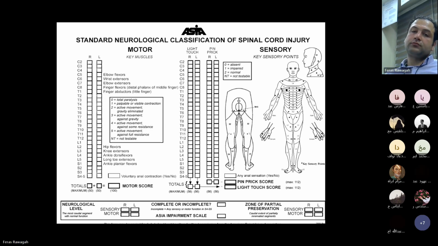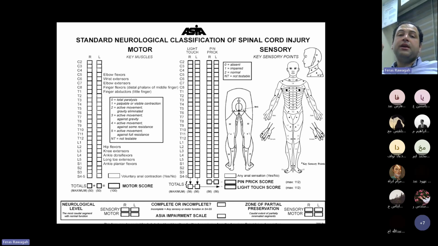This is the power. What about the sensation? For the sensation, we also examine the deep and the superficial sensation in each dermatome of the body, and we document all of this. Finally, we should also examine the sphincter, because it is the most distal part of the body. We should do a digital rectal examination. Remember, every spinal cord injury patient should be examined by digital rectal examination for the sensation and the sphincteric function, because this is the most distal part.